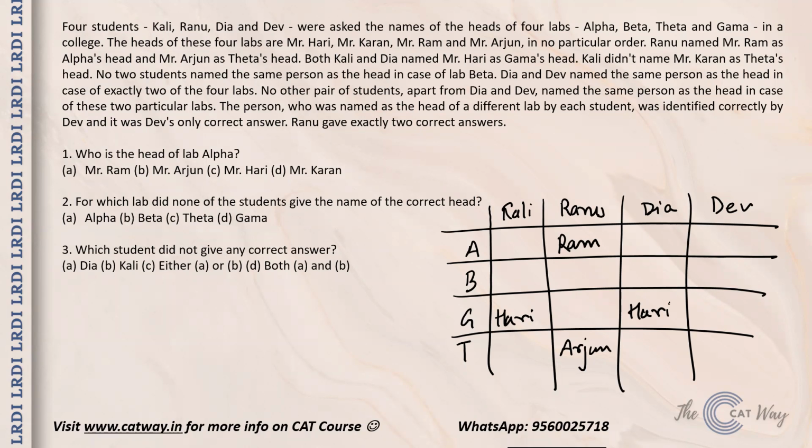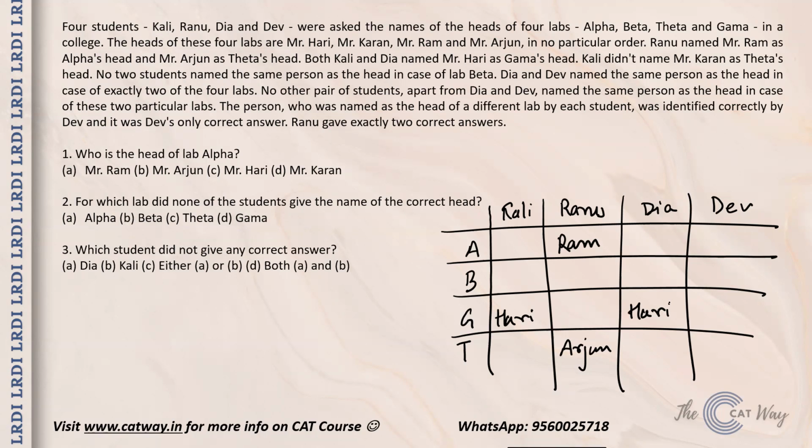Now guys, no two students name the same person as the head in case of lab Beta. So for lab Beta, every person is going to give a different name. Now Diya and Dev named the same person as the head in case of exactly two of the four labs. So the answer of Diya and Dev is going to be similar in case of two labs, and no other pair of students apart from Diya and Dev name the same person as the head in case of these two particular labs. So apart from the two labs in which Diya and Dev give the same name, no other person can have those names, right?